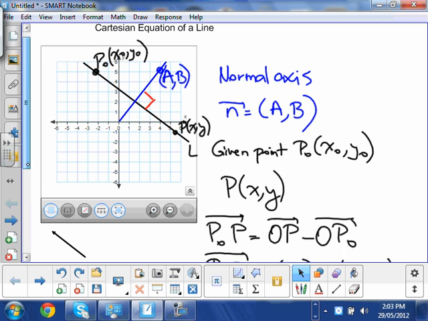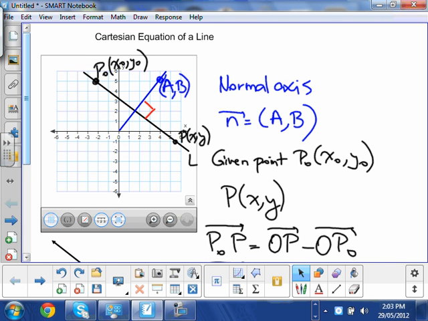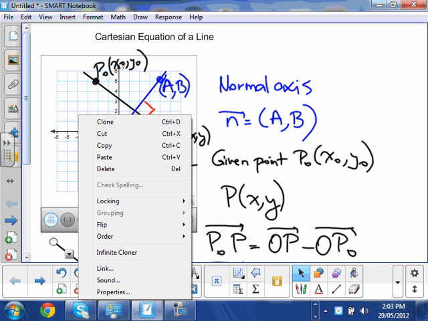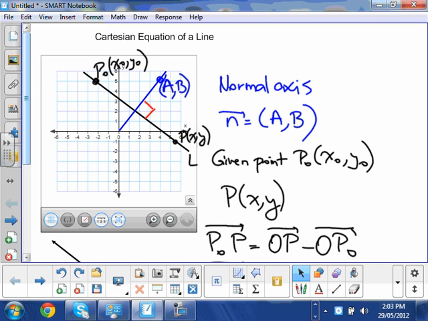Now let's try to see how it looks. P0P is this vector over here, right here. So it's P0P, there you go. That is the vector I'm talking about. Of course, it's given as a position vector, so it should be right here. That is the vector P0P as a position vector.